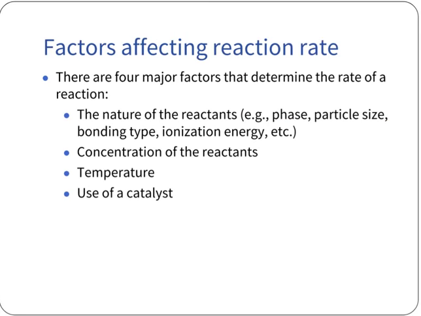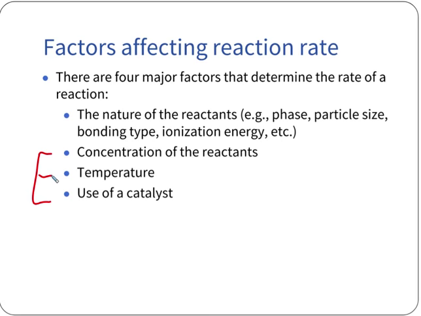There are four major factors that determine the rate of a reaction. The first one is sort of our catch-all: the nature of the reactants. That covers things like phase (solid, liquid, gas), the size of the particles, the type of bonding, and ionization energy if they're metals. The next three are probably the big ones: concentration of the reactants, the temperature, and the use of a catalyst, which we'll talk about later.